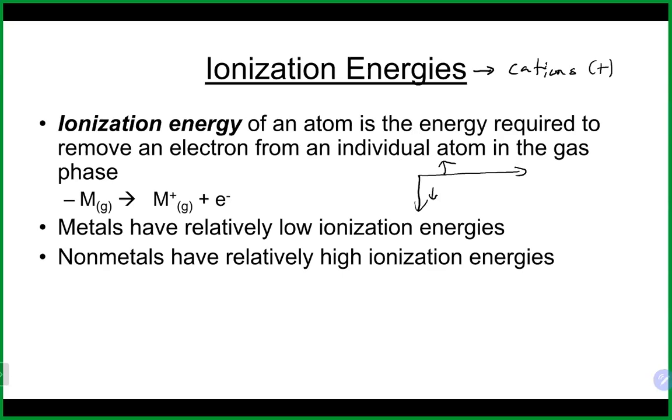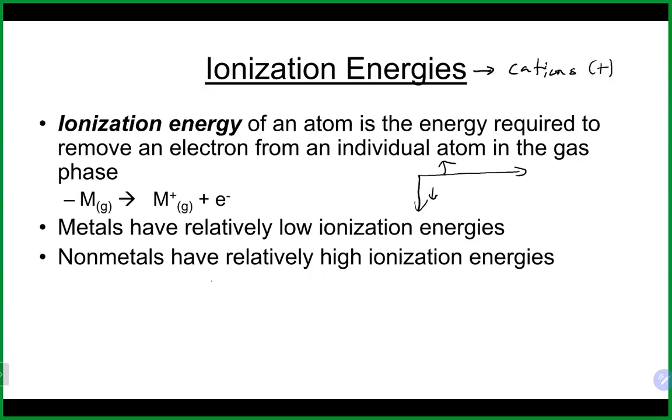Metals have relatively low ionization energy, which means it doesn't take a lot of convincing for them to lose their electrons. Non-metals have very high ionization energy, which means they're not very interested in losing electrons, basically. Electrons actually come off one at a time. They actually don't all pop off at once.